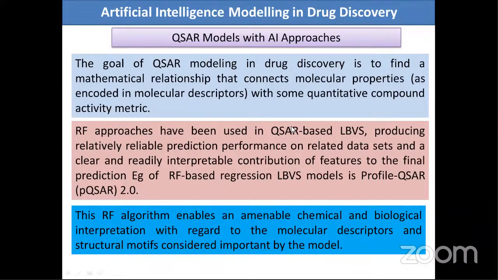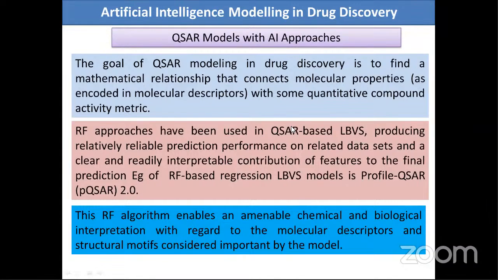When we want to go for a QSAR model, we know that a QSAR model is basically based on the mathematical relationship of the molecular property with that particular quantitative compound. For that purpose, the best approach is the RF approach. As we have seen, the previous approach is the SVM approach, the support vector machine approach, which is for virtual screening. For QSAR purposes, we are looking at the RF approach, known as the random forest approach, which is the best approach used for QSAR based methods.